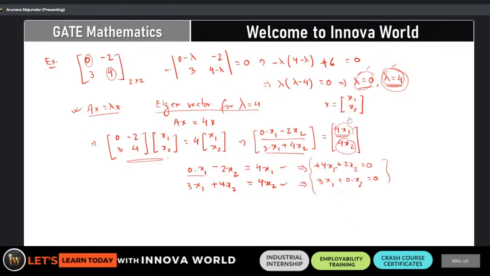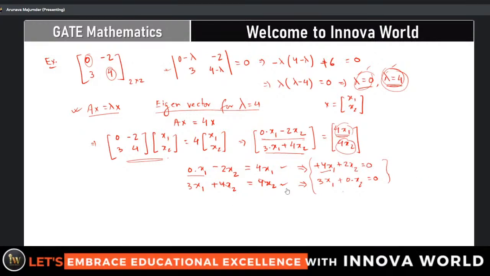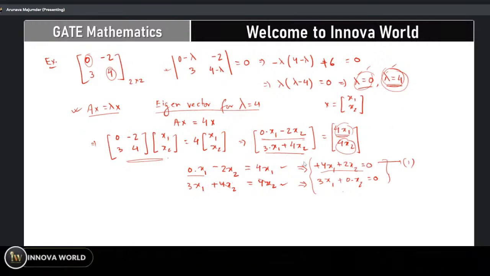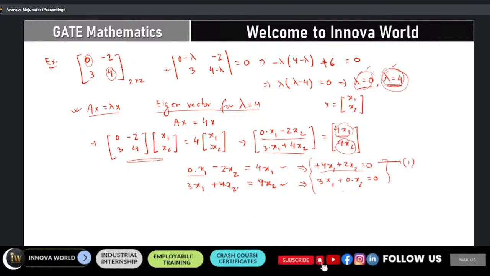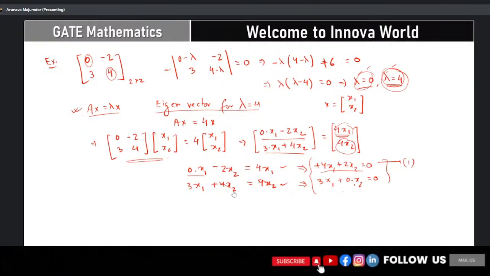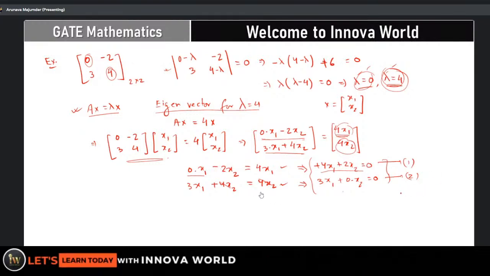Taking the minus sign common, since the right hand side is 0, the minus sign will be nullified. So we are getting 4x1 plus 2x2 is equal to 0. This is equation number 1. And from the second equation, 3x1 plus 4x2 equal to 4x2. If I take 4x2 to the left hand side, they will be nullified. So simply it is 3x1 plus 0 into x2 equal to 0. This is equation 2.